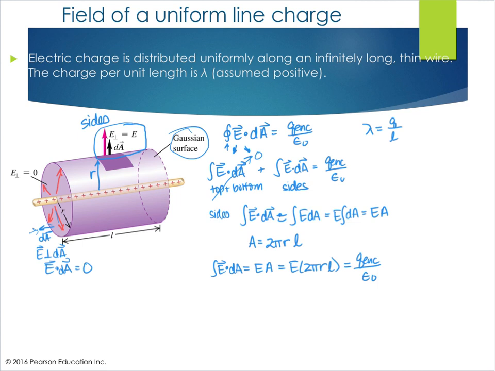If my cylinder has a length of L, because lambda is Q over L, the Q enclosed is going to be lambda times L. So I'm going to make this lambda times L over epsilon naught. So let's see what equation I'm at right now.